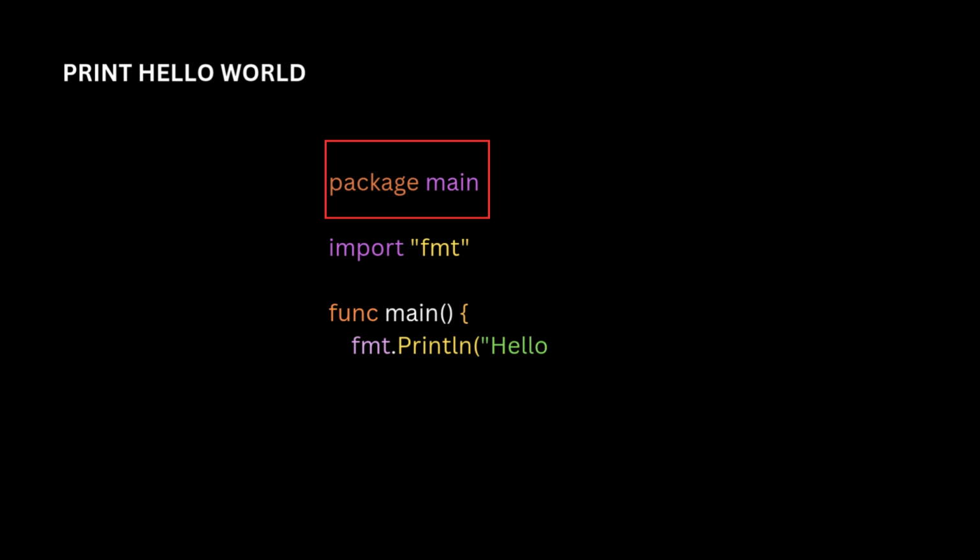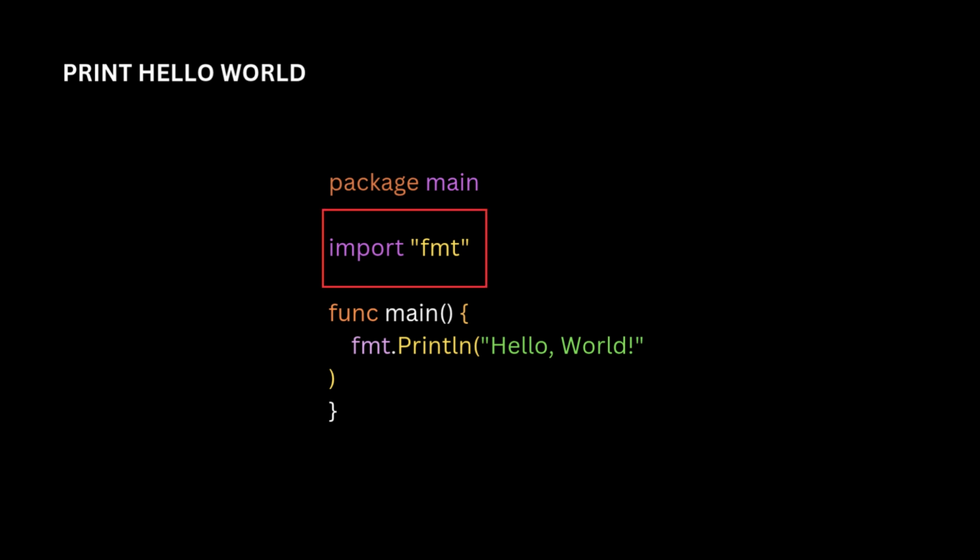Let's start by looking at the simplest Go program, printing Hello World. Every Go program follows this basic structure. The first line, package main, tells Go that this is the main executable program. Think of this as a package, a collection of related code, and main is the package where execution begins.